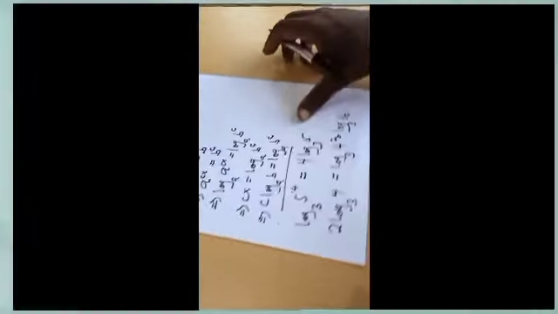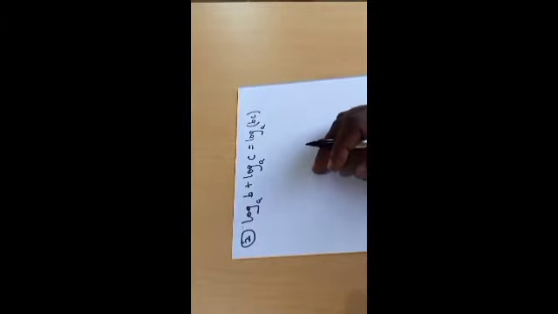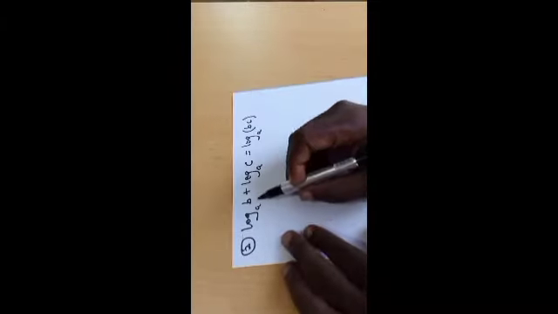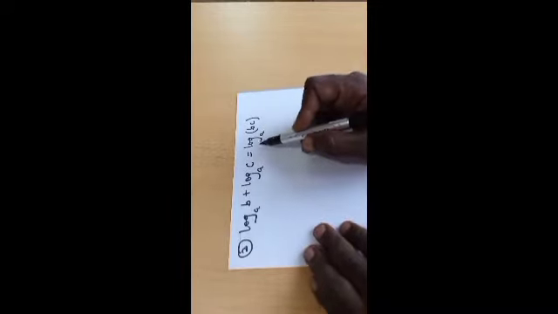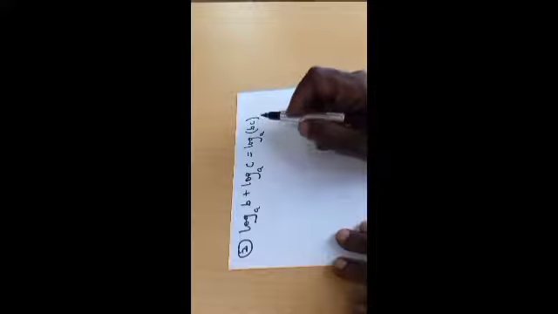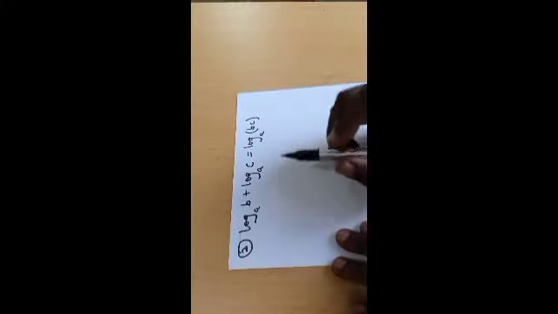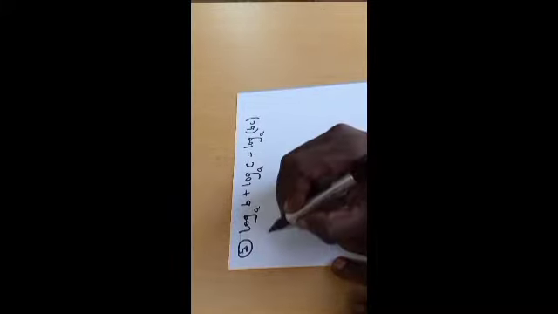Log base 3 of 16. Now let's go to the next one we have over here. Okay, so log base a of b plus log base a of c is equal to log base a of bc. How do we simply prove this? Let me give an example.